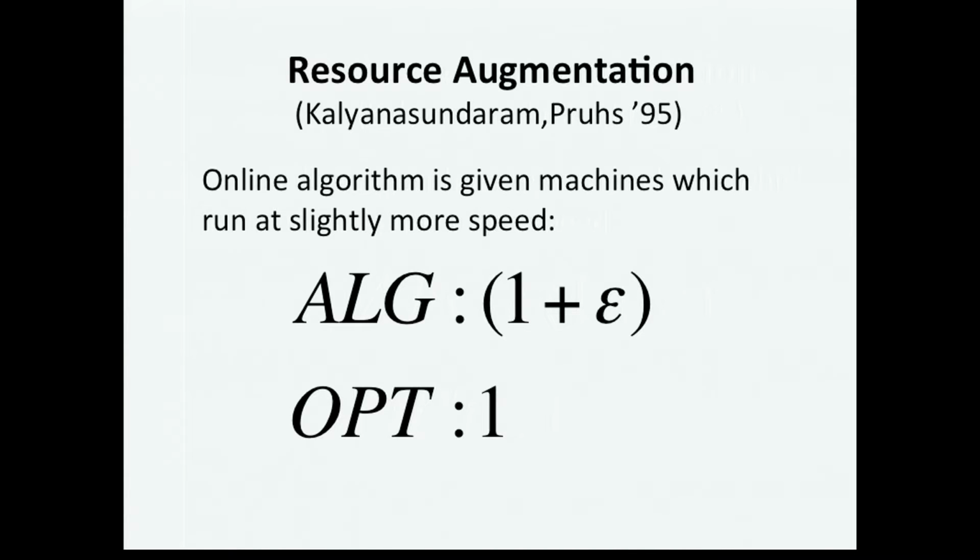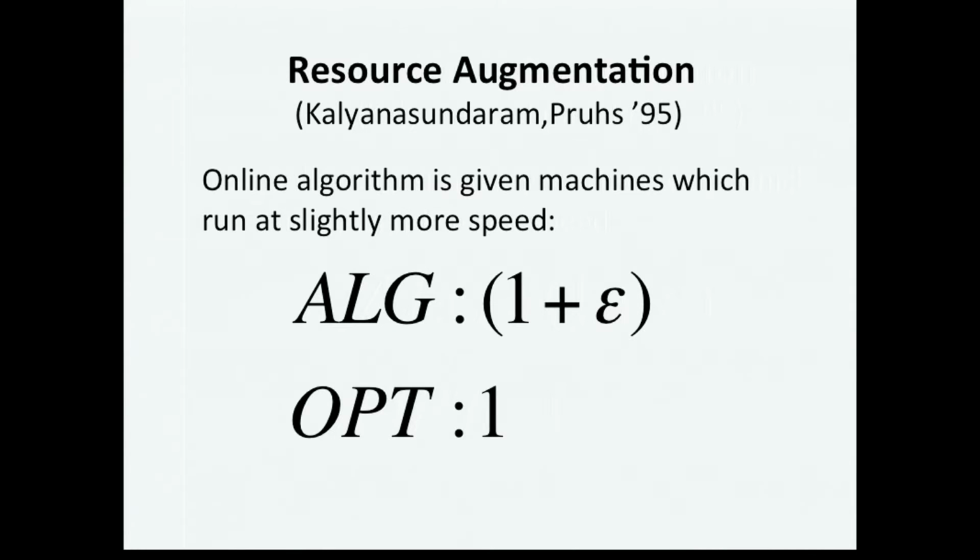So this is the problem we are going to study for the remainder of this talk. We are given a set of unrelated machines. The jobs have the value Pij on it, and the goal is to design algorithms which are good for the flow time objective.